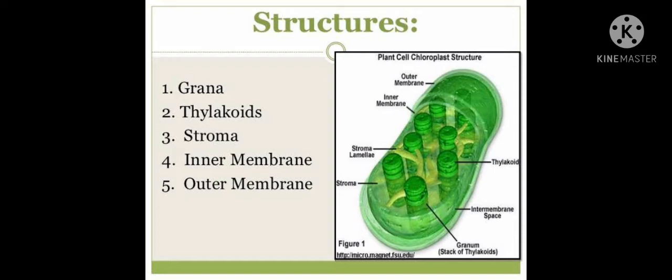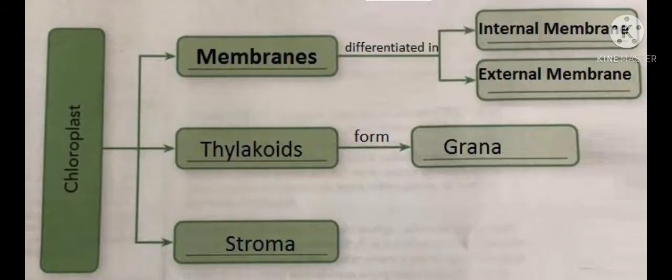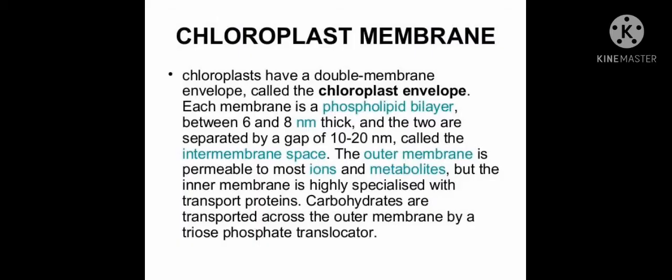Actually we will start with the membrane structure, because each and every organism or cell organelle has a membrane bounded structure. So here two membranes are present in the chloroplast. See these membranes, the inner membrane and the outer membrane. Secondly the thylakoids, that form the grana, then the fluid which is present inside the chloroplast, nothing but the stroma.